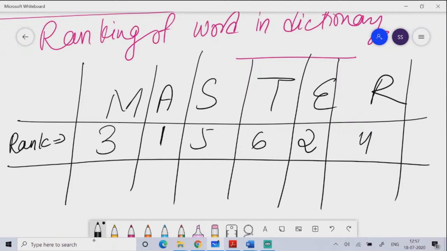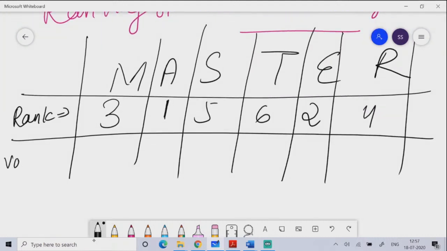Once you do this, assign a value to each. How to assign the value? See the right hand side of 3, how many numbers are less than 3? There are 2 numbers, 1 and 2. So write 2.